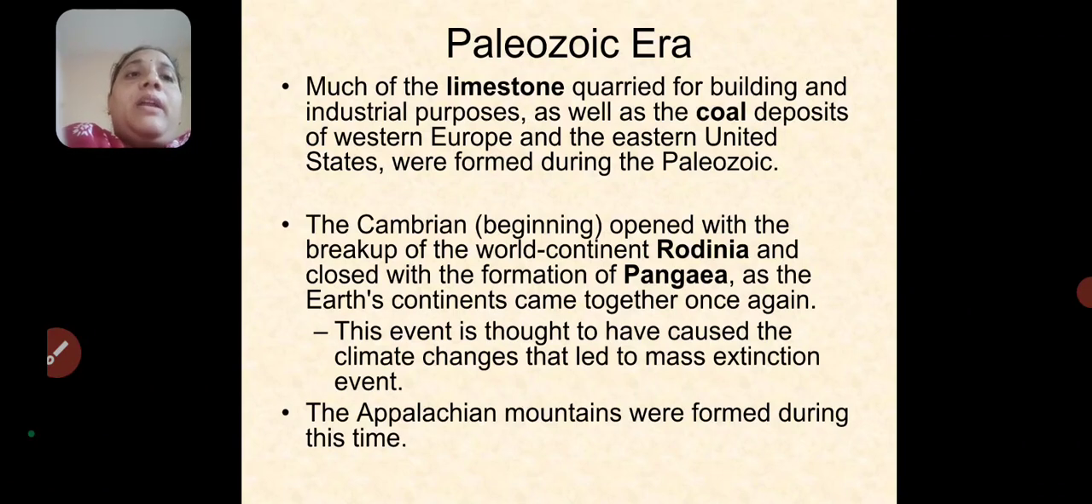The Cambrian period is the beginning of the Paleozoic era. It opened with the breakup of the supercontinent Rodinia and closed with the formation of Pangea, as the Earth's continents came together once again. The event is thought to have caused the climate changes that led to the mass extinction event.